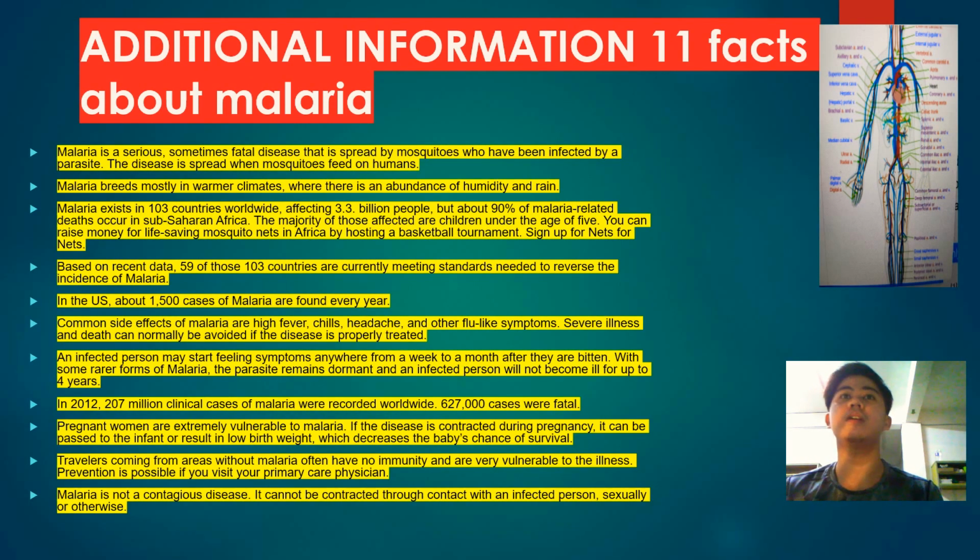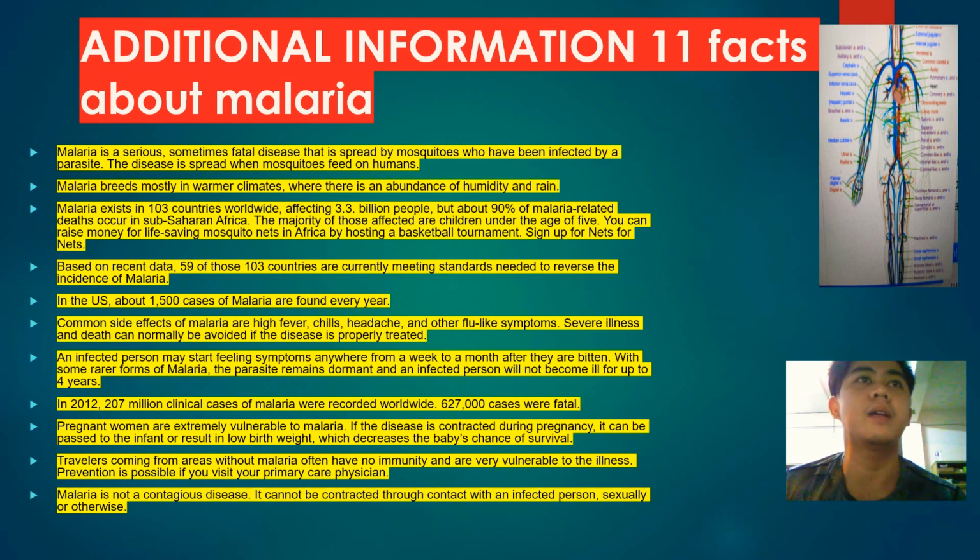So the additional information about the malaria is I will give you guys 11 facts about the malaria. First, malaria is a serious, sometimes fatal disease that is spread by mosquitoes who have been infected by a parasite. The disease is spread when mosquitoes feed on humans.